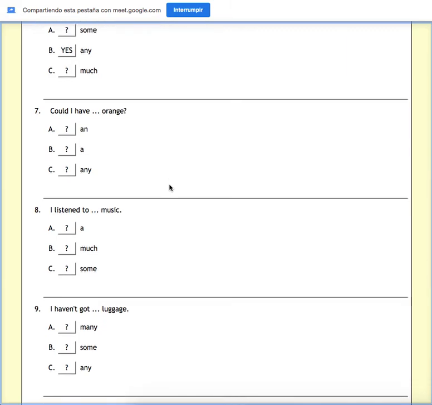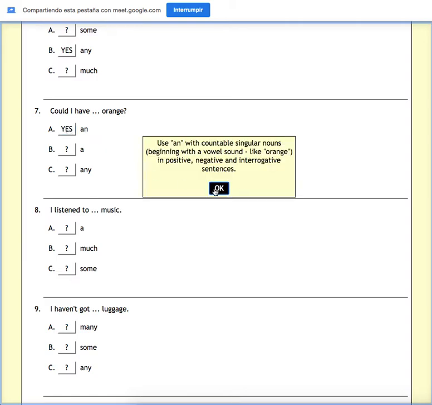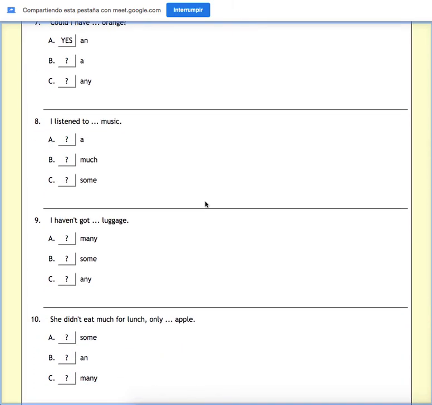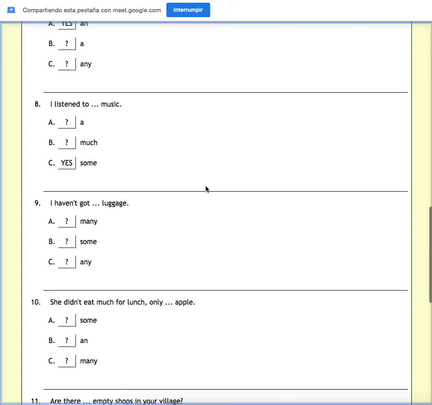The next one. Could I have orange? Raise your hand. Tell me, Juan. I think that is an. Okay, let's check. Very good. Could I have an orange? Perfect. The next one. I listen to music. What is the answer? Some? Raise your hand. Don't forget about it. I'm sorry, Sophie. So, Sophie, you are going to do the next one. Some. Okay, Sophie, the next one.